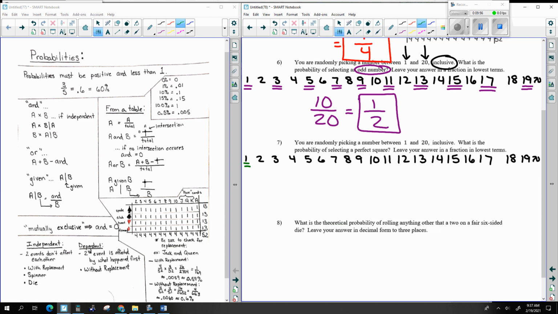And so that'd be 1, 2, 3, 4. There are 4 perfect squares. So that would be 4 out of 20, which is also 1 out of 5.